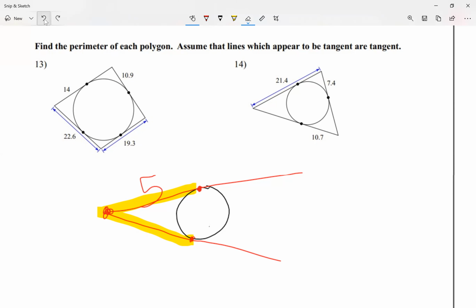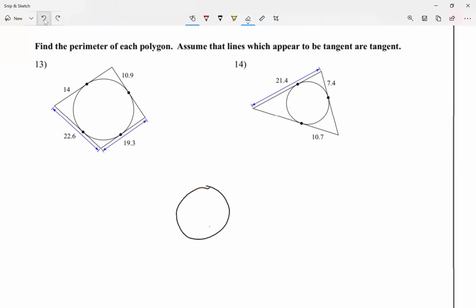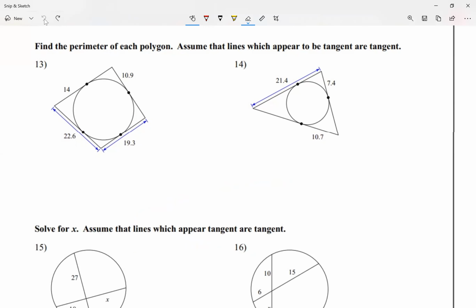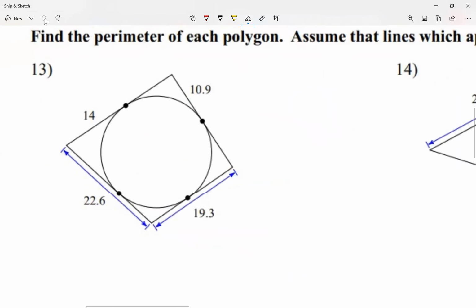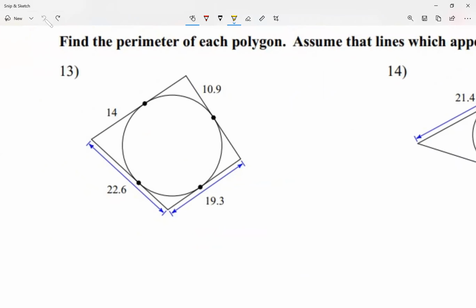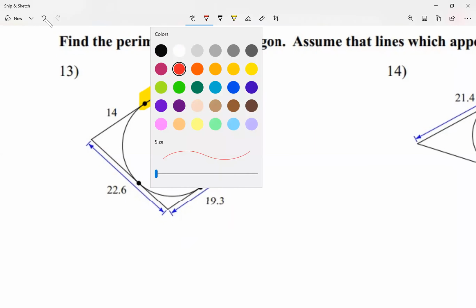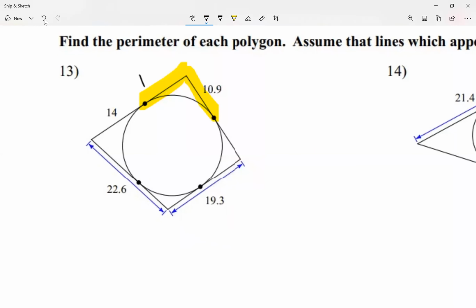All right, so how can I use that in question number 13 and 14? Let's take a look. I see this tangent segment and this tangent segment. They both happen to meet outside of the circle. I see one of them is 10.9. So I'm going to say the other one is also 10.9. Let me find out the measurement of all my tangent segments. Okay, so I found part of this.